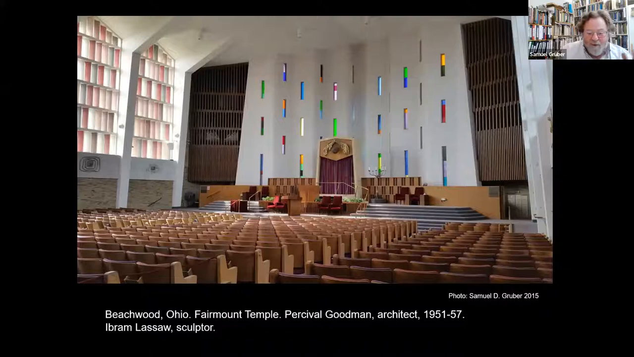And my favorite, so I'm going to jump to a synagogue that's in Fairmont, in Cleveland, designed by Percival Goodman in the early 50s. It was decorated by a sculptor who you should know, a Jewish sculptor, Ibram Lasso, who does a lot of the sculpture, and you can see these sort of abstract reliefs around the side, which represent the sort of cosmic symbols, stars and suns.